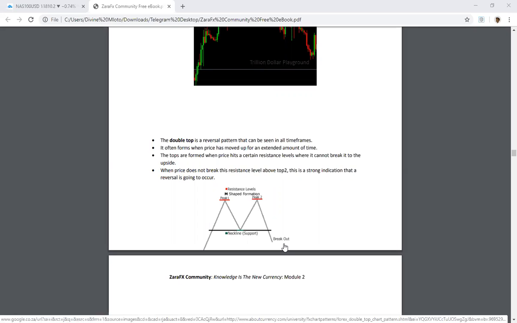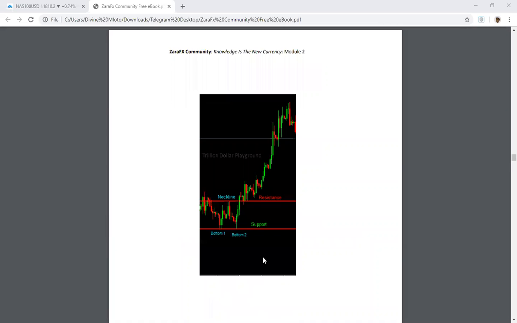Different people take these trades differently. Some people take it here, some people take it here. Different confirmations for different people. And we have a double top.